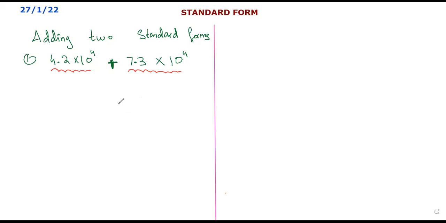First, ma'am, we'll multiply these numbers with the powers they have. Like first, we'll multiply 4.2 into 10 to the power 4. What would it become? What would be the number? What would be the scientific notation?